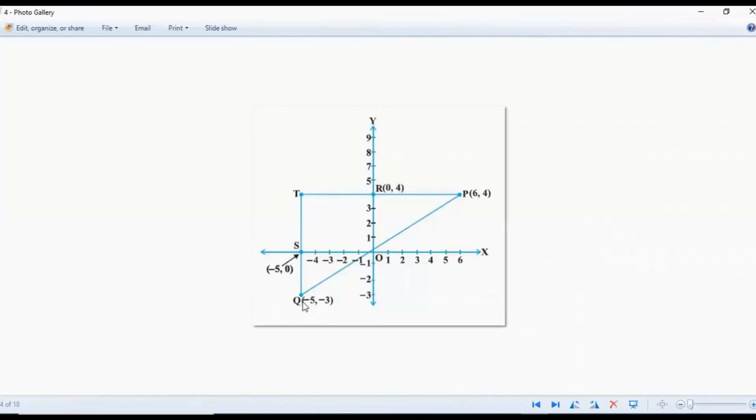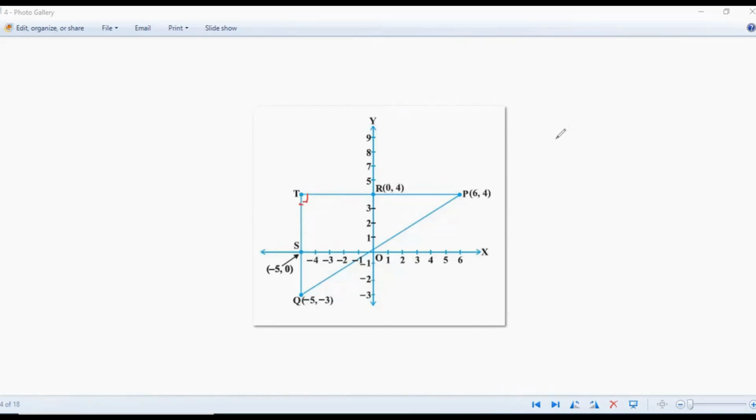To find the distance PQ, we can form a right triangle like this, or you can form a right triangle in the right side. Probably in any side you can form the right triangle. Anyway, to find the distance, PQ is the hypotenuse of this right triangle, so you find the lengths of the perpendicular sides first.